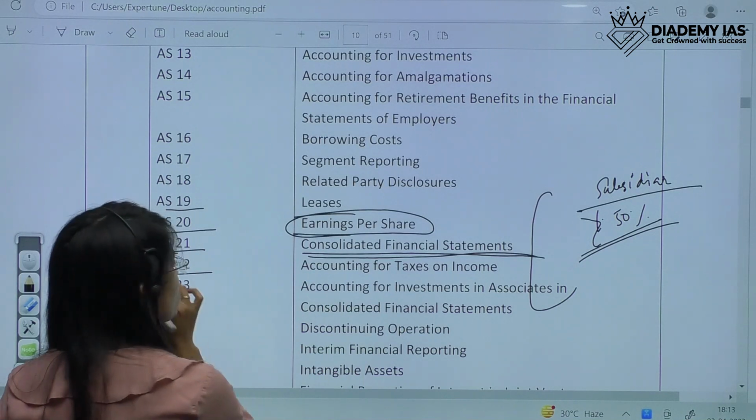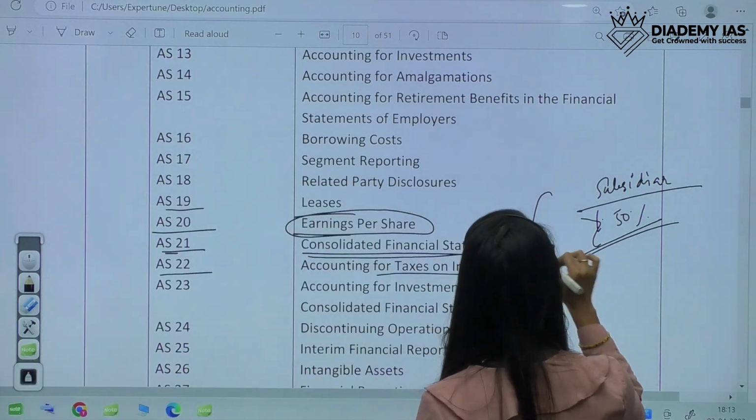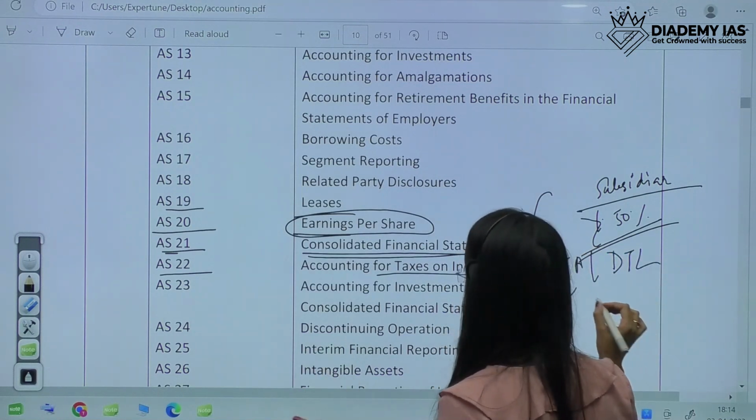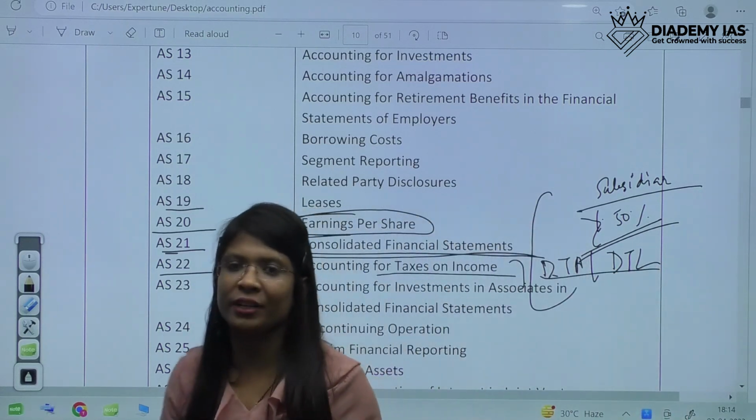Then next would be AS22, taxes on income. Generally, two concepts come over here, DTA and DTL. You just remember these words, you don't have to go into very much depth. DTA and DTL are deferred tax assets and deferred tax liabilities.